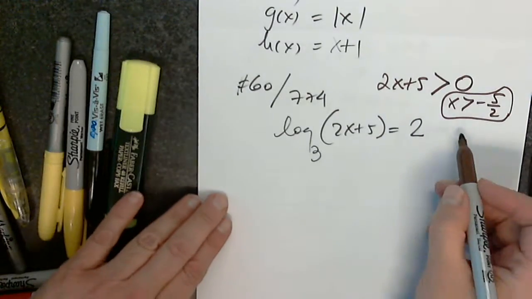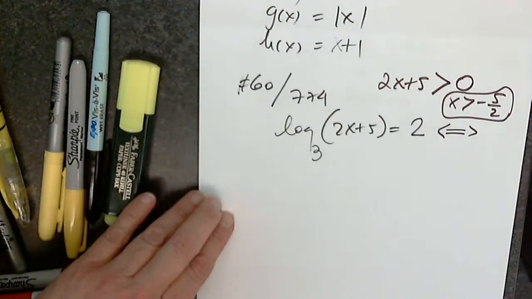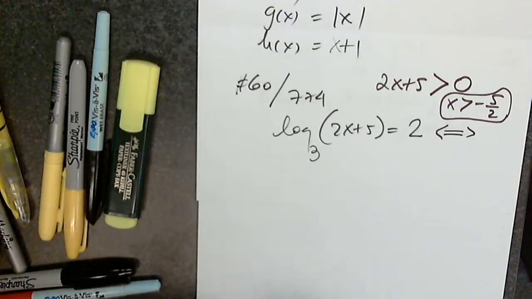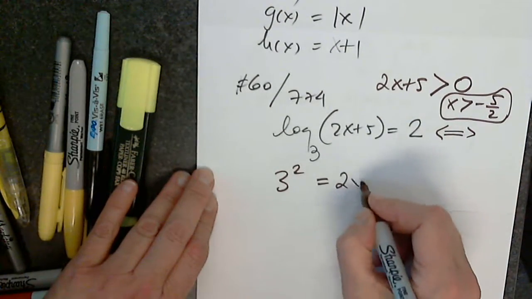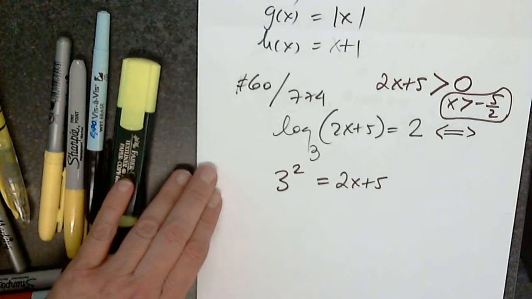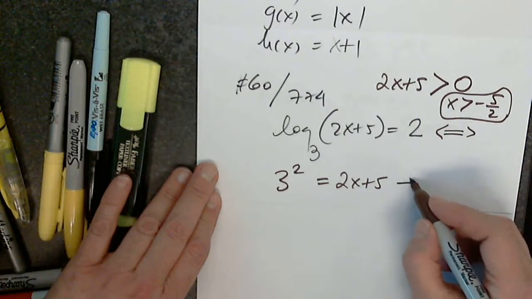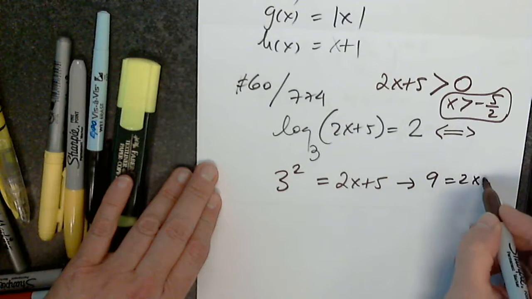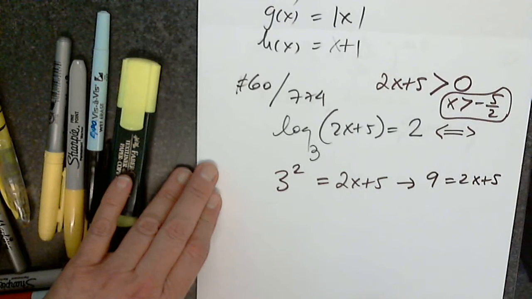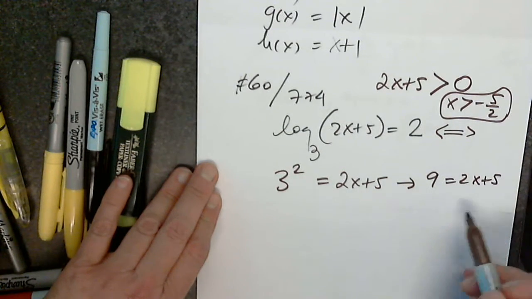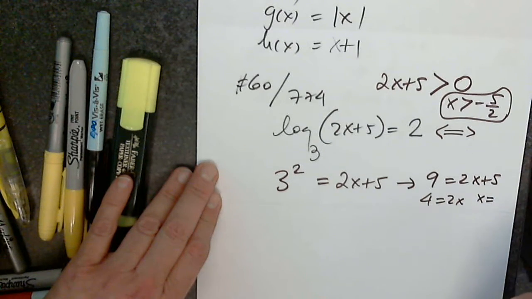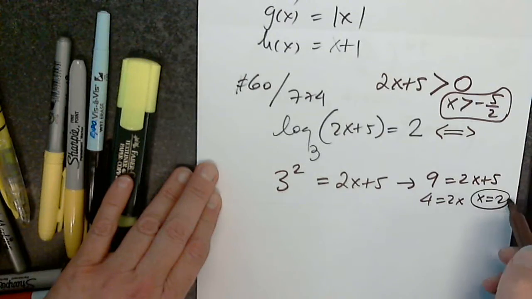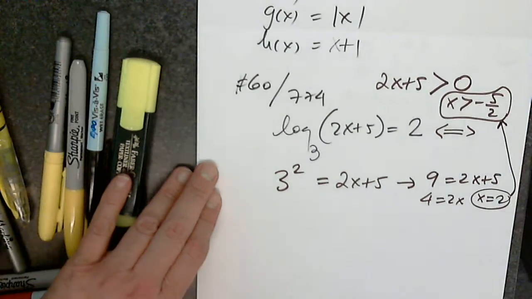solutions. Okay, so now I know that this is equivalent to, can anyone dictate? Equals? Very good. But how much is 3 squared? So then this equation becomes 9 equals 2x plus 5. It's linear. I subtract 5. So this is 4 equals 2x. Therefore, x equals 2. Is this in the domain? Good. So it must work.